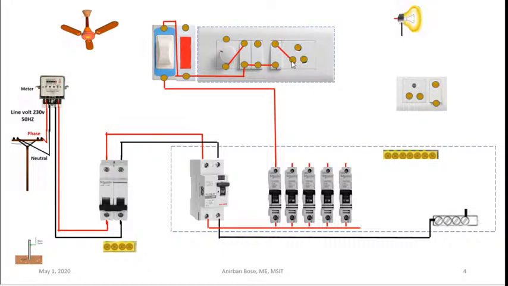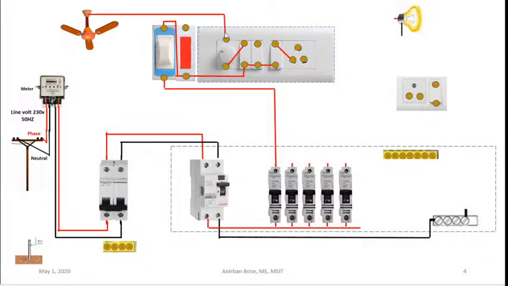That is why this is a phase line, and you see from the other end it is going there. So when it will be on, then basically the phase will go there. Otherwise the phase will not go there because these two will not be connected. So in this way, from one switch the phase is going to one end of the regulator.